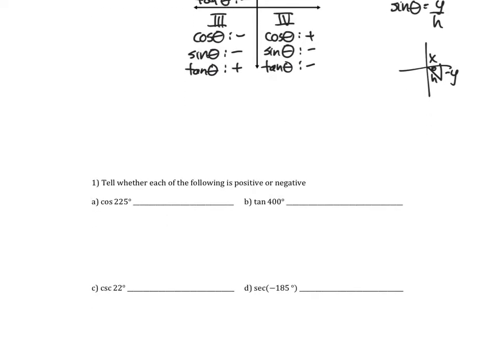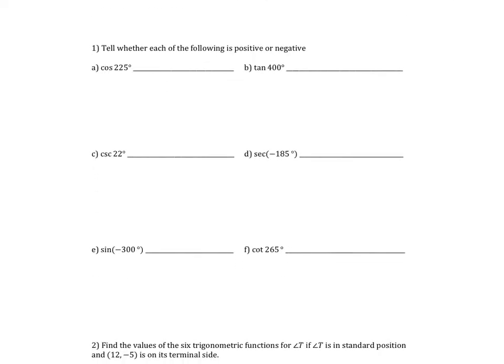All right, so let's go down here. And all I want you to do, you don't have to tell me any value. All I want you to do is tell me if cosine of some angle, or some trig ratio of some angle, is going to be positive or negative. So let's do one together, and then I want you to pause the video in a minute and try a few on your own. But let's start with cosine of 225. Would that cosine value be positive or negative?